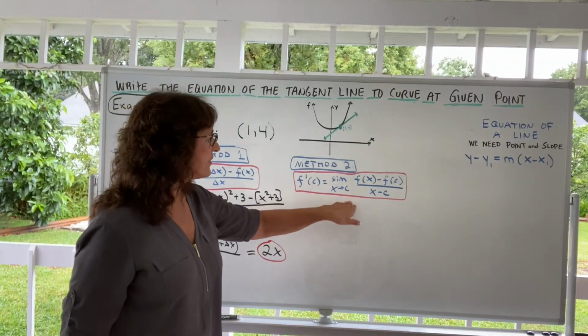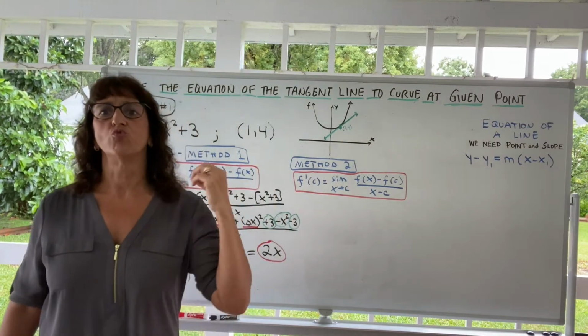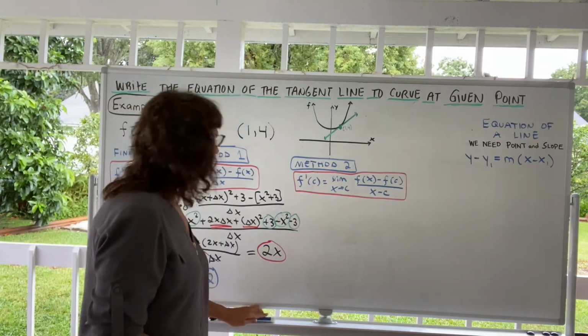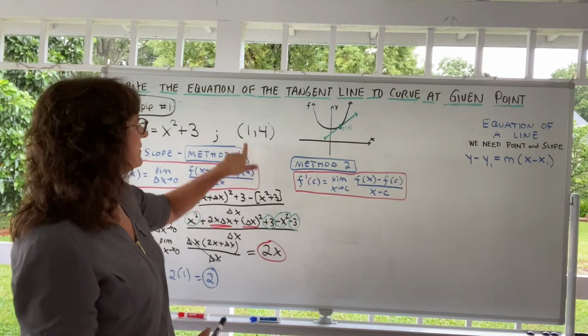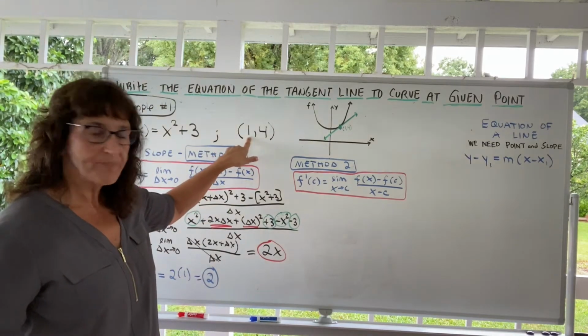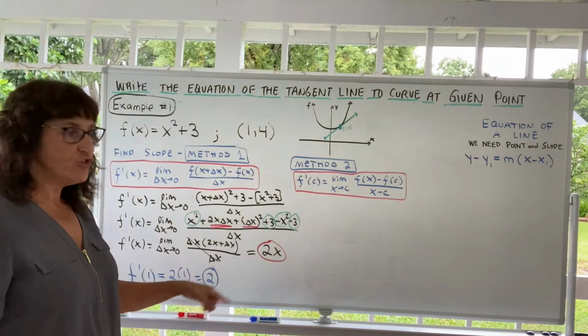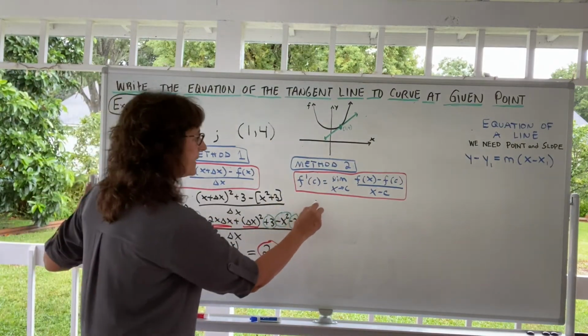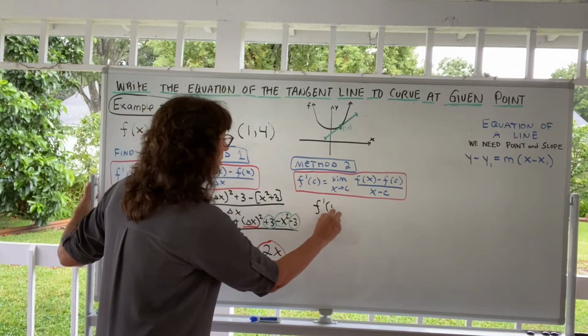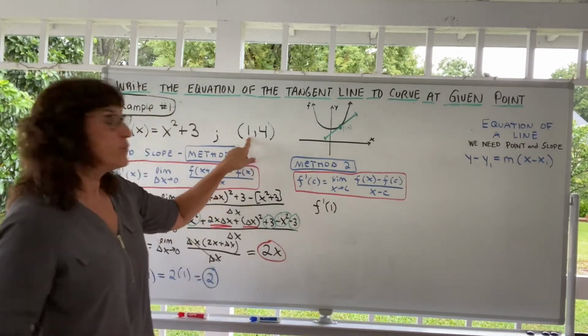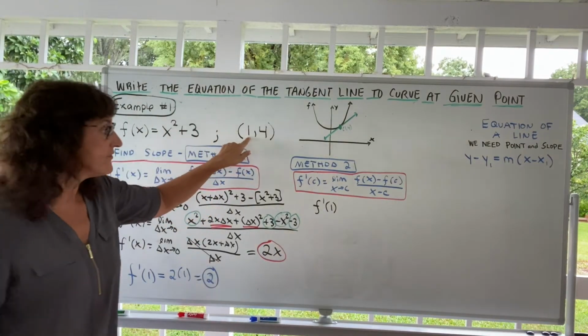This is another method. This gives you the derivative right at the point. The c value here is the x coordinate we want the derivative of. Just to demonstrate, we know the slope is 2. Here's another way to get it. We want f prime at 1, because we want to evaluate at the x coordinate of the function.